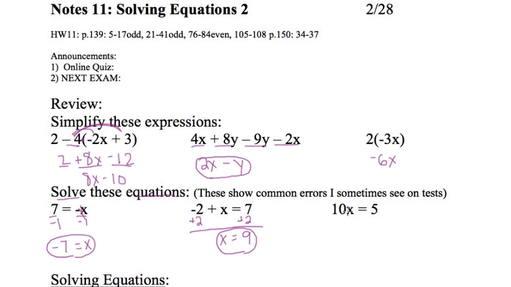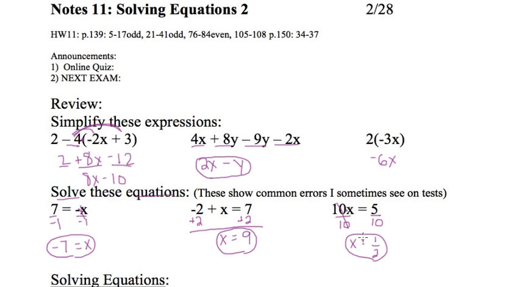Here, I want to undo timesing by 10. So I'll divide both sides by 10. This cancels. X equals, be careful here, a common wrong answer I see is 2. But this is actually 1/2. When the smaller number is on top, 5/10, that reduces to 1/2 or 0.5.